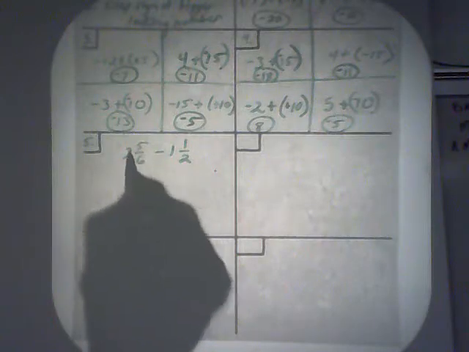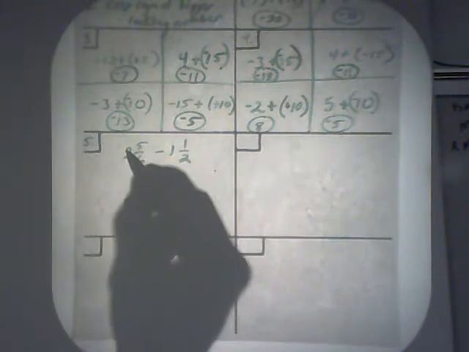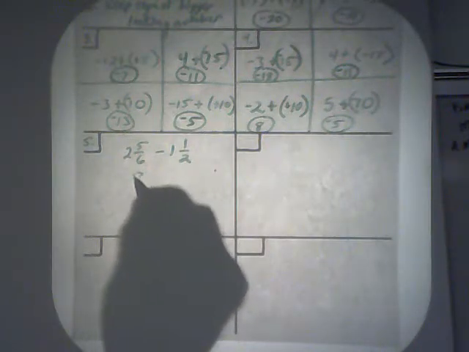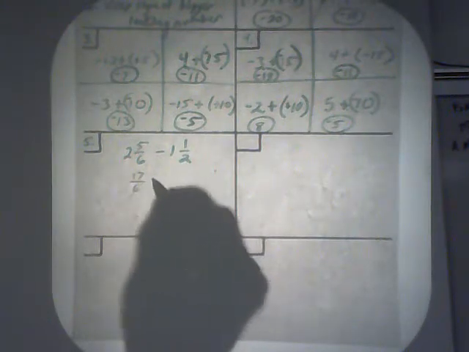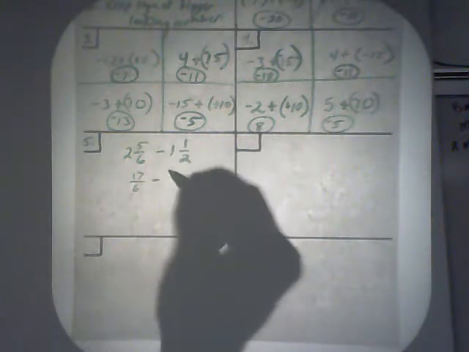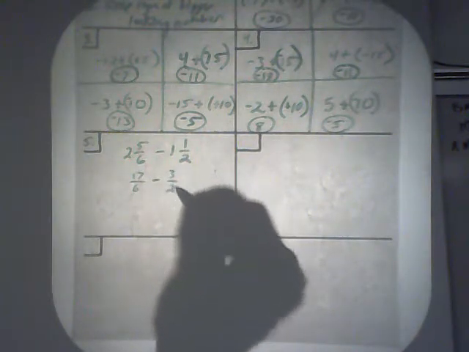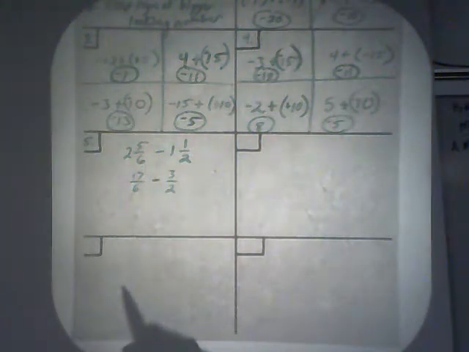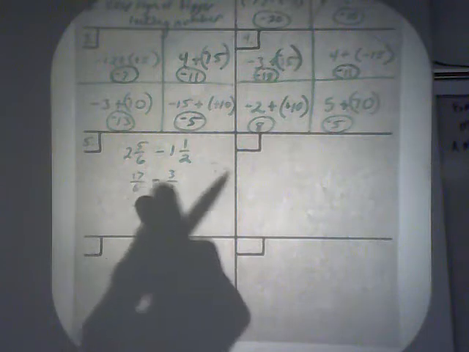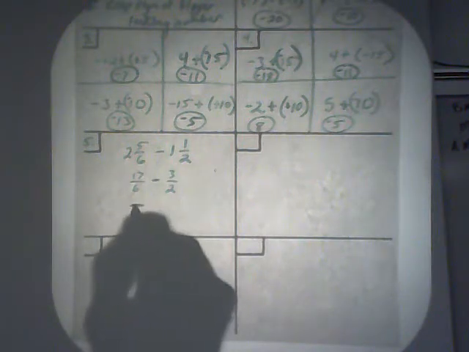So I'm going to go around the world, right? 6 times 2 is 12. 12 plus 5 is 17/6. Minus 2 times 1 is 2, plus 1 is 3 halves, right? Okay, now what was our next step? We draw, let's see, we're gonna draw our lines.